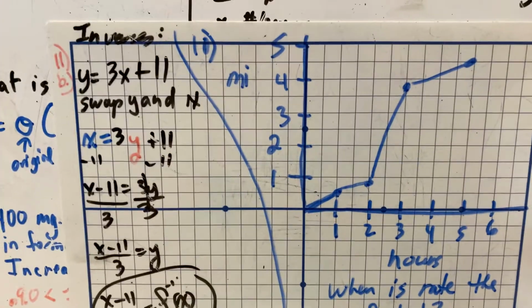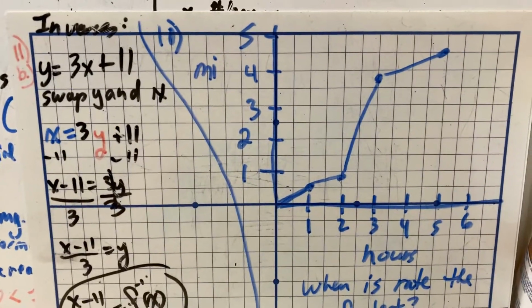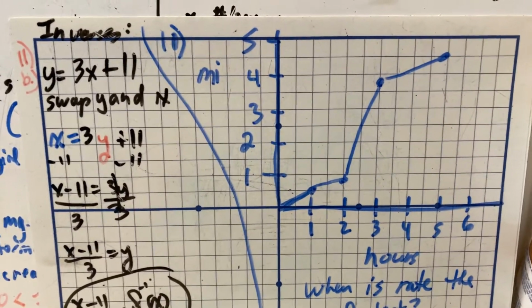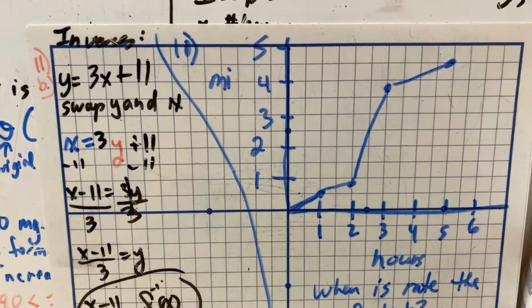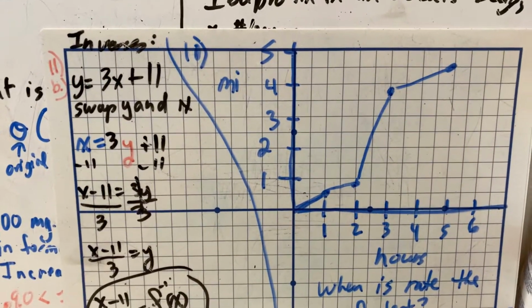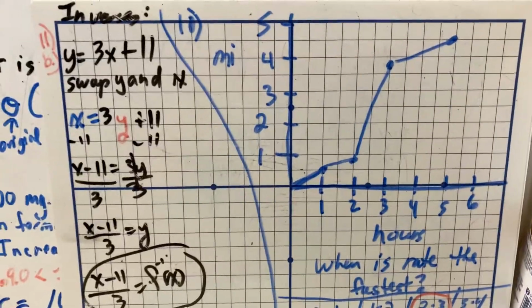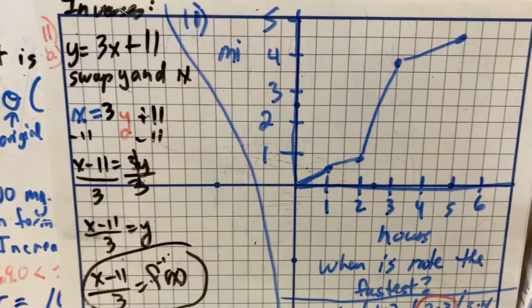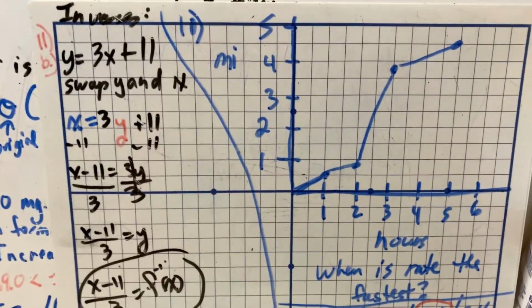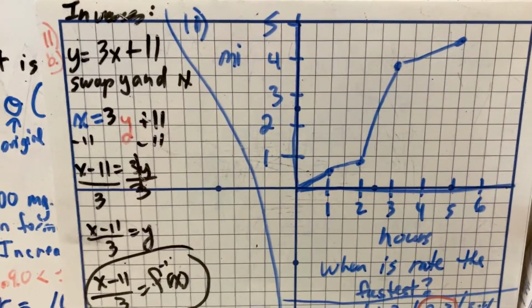Okay, the next problem, let's go to 10 first. 10 is the graph. So this is people going out for a walk, and we're comparing, this is a rate chart, miles per hour. Your x-axis is hours, your y-axis is miles. And what we're looking for is rate of change, guys. So you want to see where the slope is the steepest.